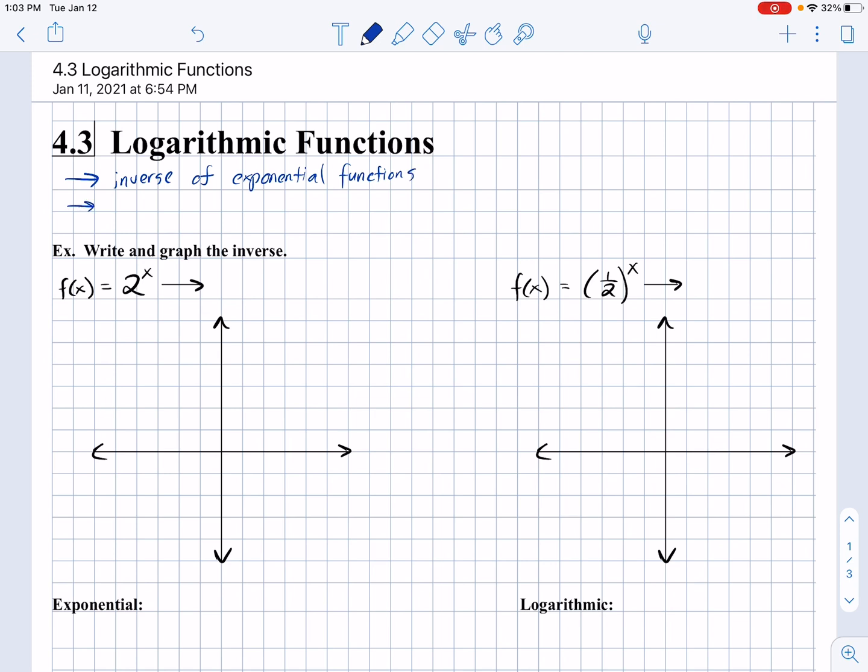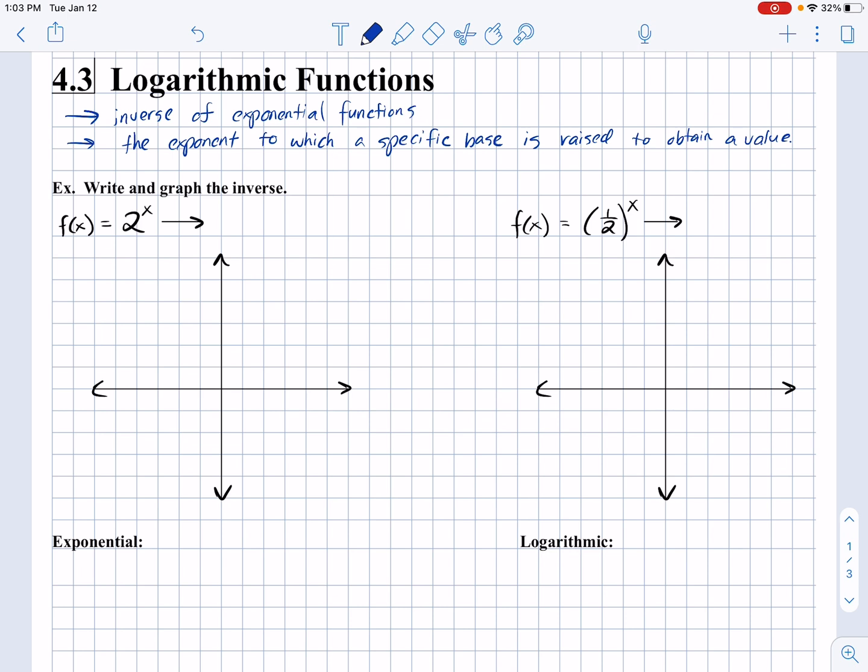Our more formal definition of what a logarithm is: a logarithm is the exponent to which a specific base is raised to obtain a value. Okay, so logarithms are used to solve for exponents.